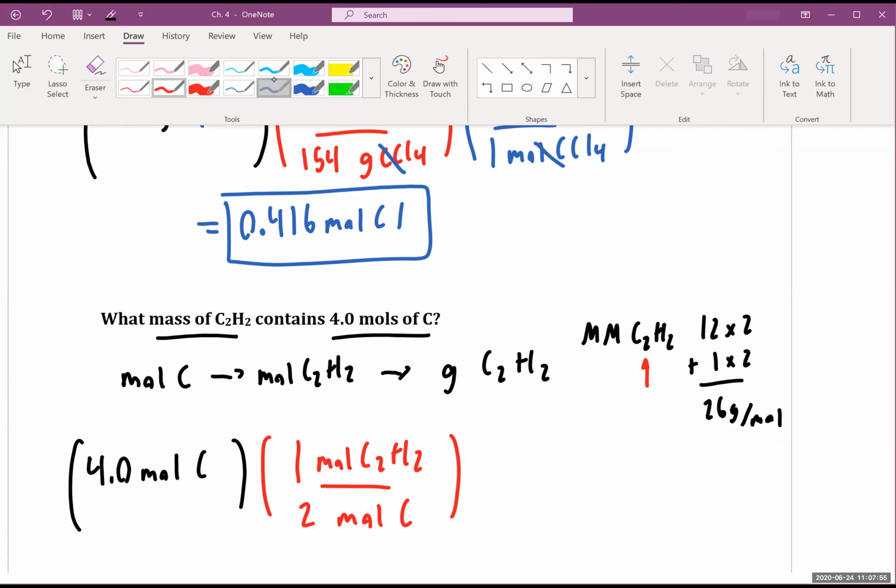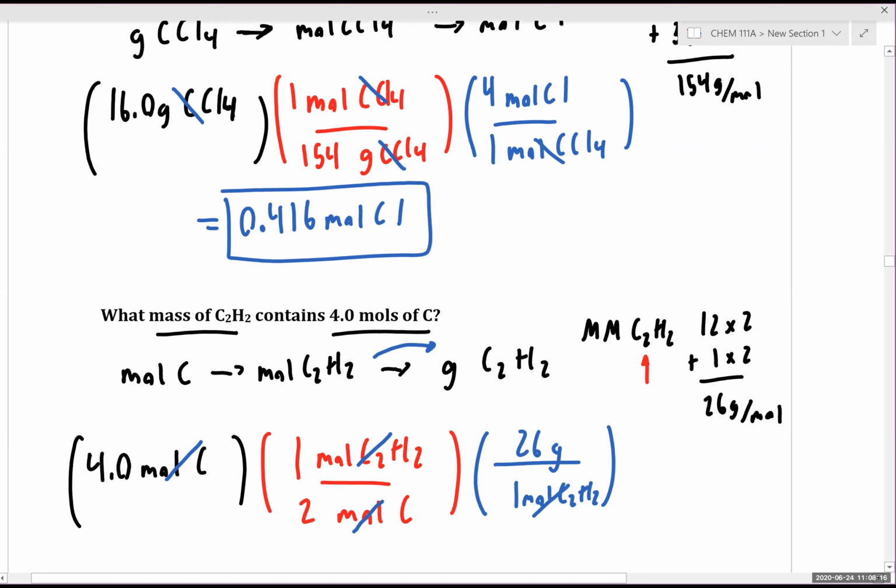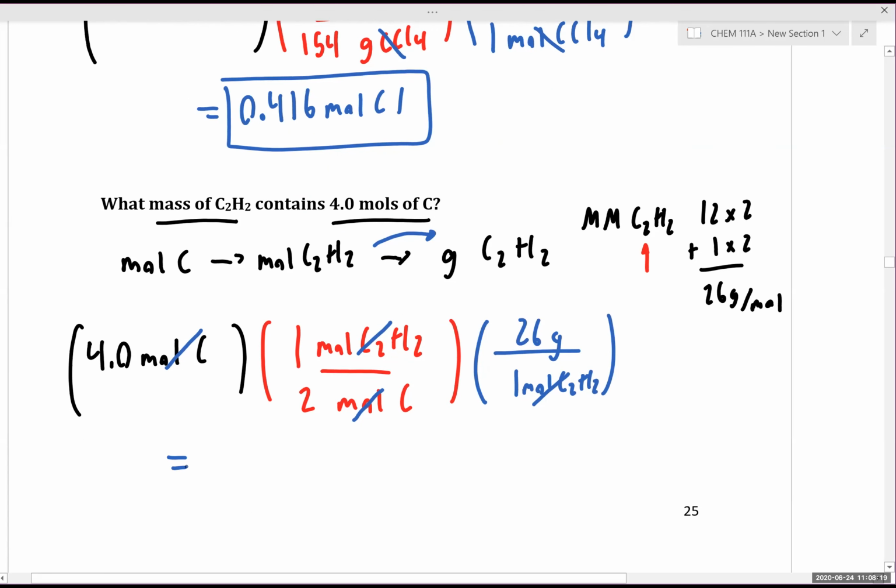Okay. Then if we're going from moles of C2H2 to grams of C2H2, otherwise known as acetylene, we know that we have 26 grams per 1 mole of C2H2. Moles of acetylene cancels, moles of carbon cancels, and we're left with 52 grams of acetylene.